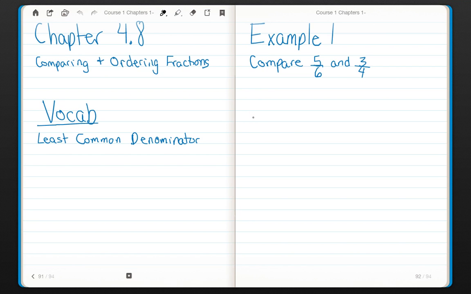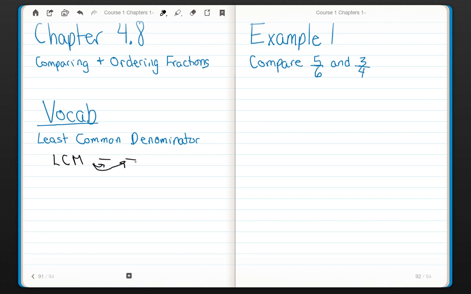Chapter 4.8, Comparing and Ordering Fractions. Your vocabulary for today is the least common denominator, which is the same as the LCM, the least common multiple, only working with the denominators of two fractions.